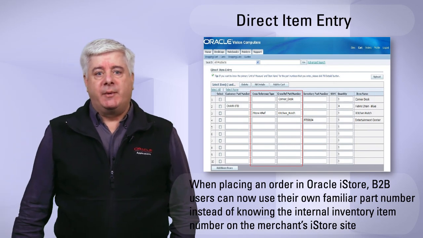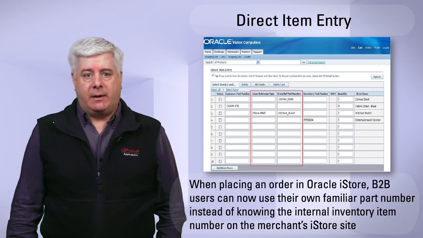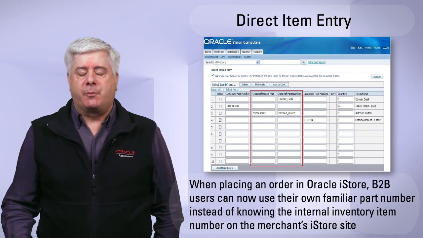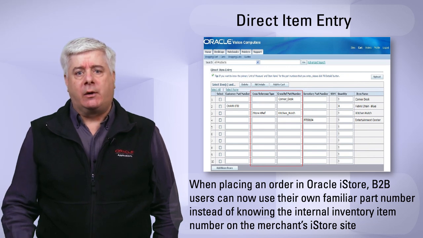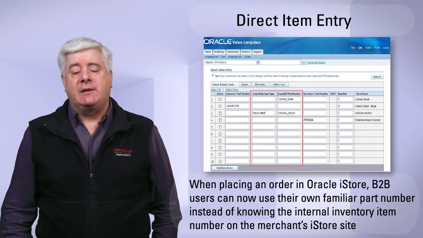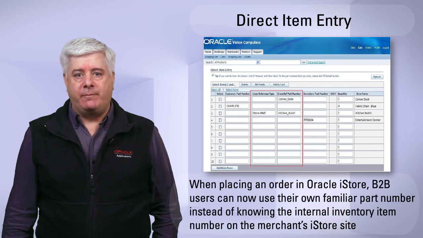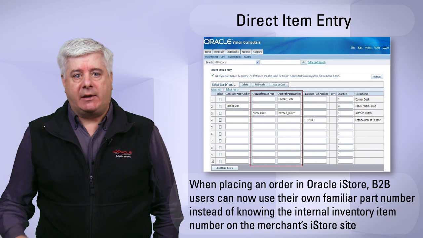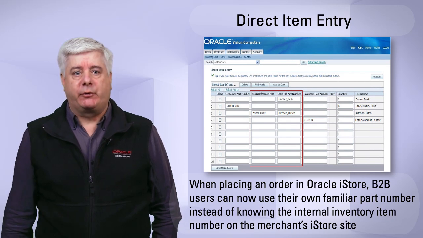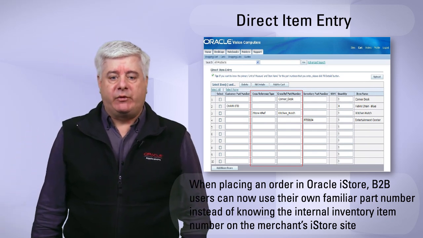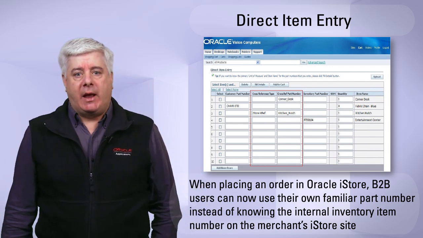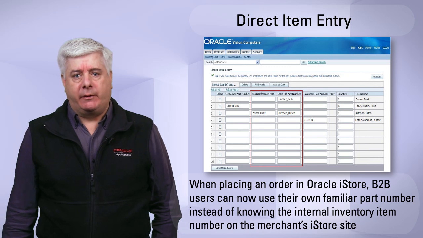We also made improvements to our direct item entry facility, and this is where you can have a screen if you know the products. Rather than having to browse the catalog or do a search, you can directly type in the product information, or you can also upload a CSV file and have that populate this particular screen.